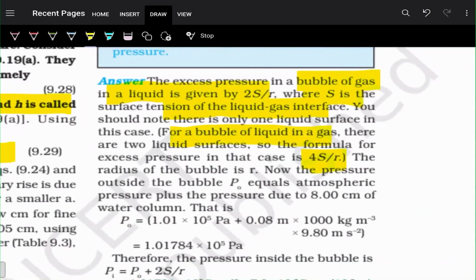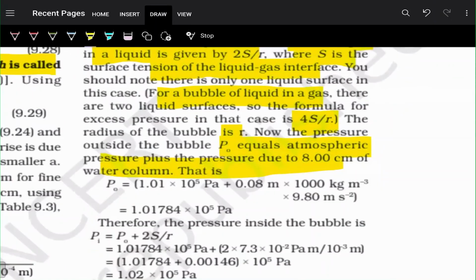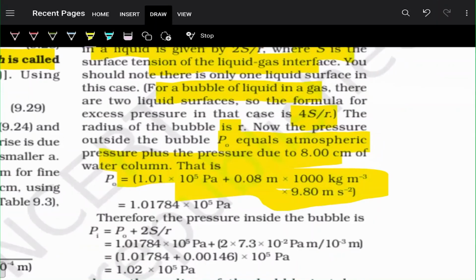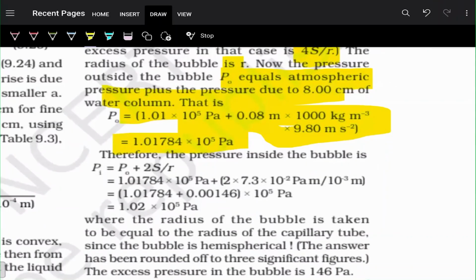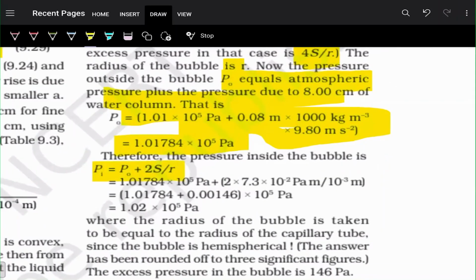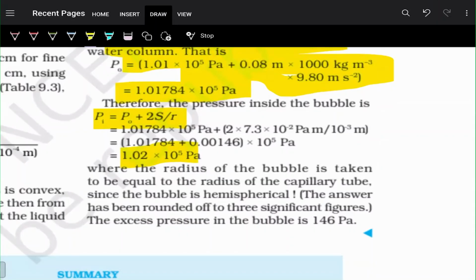Now the pressure outside the bubble is P naught, equal to atmospheric pressure plus the pressure due to 8 centimeter of water column, which is h rho g. So I can write that P will be atmospheric pressure plus h rho g. So what did we get? We got 1.01784 × 10^5 Pascal. Therefore, we can now say what the pressure inside the bubble will be. We have to add the excess pressure, where the radius of the bubble is taken to be equal to the radius of the capillary tube, since the bubble is hemispherical. Yes, this is what we get.